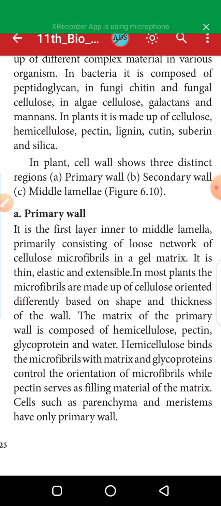Hemicellulose binds the microfibrils. The matrix and glycoproteins control the orientation of microfibrils, while pectin serves as filling material of the matrix. Cells such as parenchyma and meristems have only primary wall.